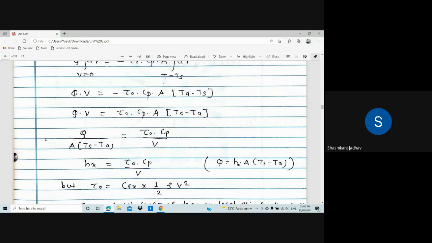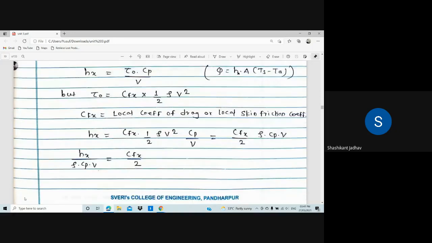Okay, and as we know that Hx is nothing but tau 0 into Cp divided by V. Therefore Q is equal to H into A into Ts minus Ta. But tau naught is equal to what? Cfx into half rho V square, and Cfx is nothing but the local coefficient of drag or local skin friction coefficient. So Hx is equal to Cfx half rho V square into Cp by V.